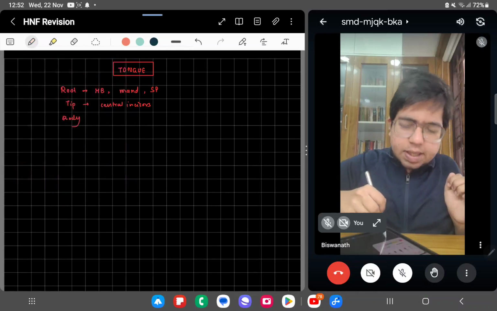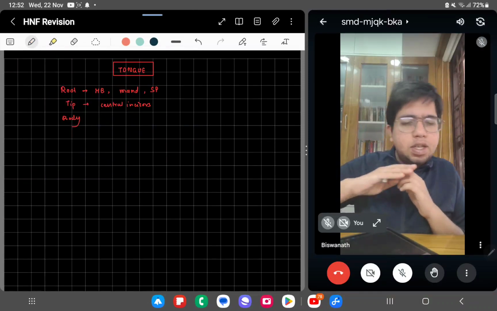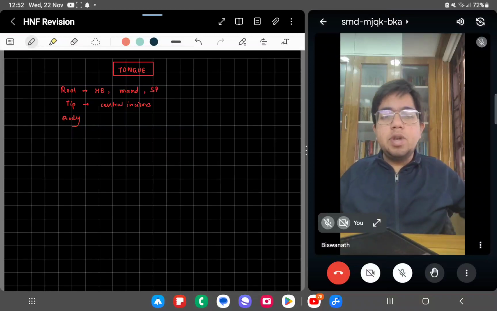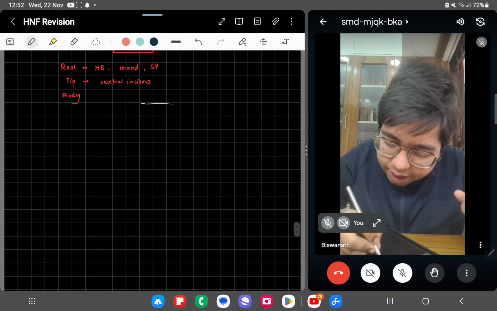Very simple parts. The tongue is a simple organ, I will say. You just have to draw plenty of diagrams, and I will teach you in a diagrammatic manner only. So let's take the tongue here.